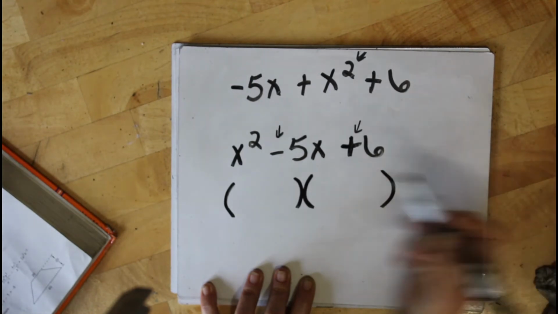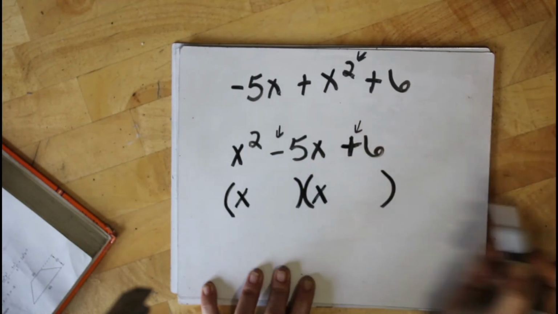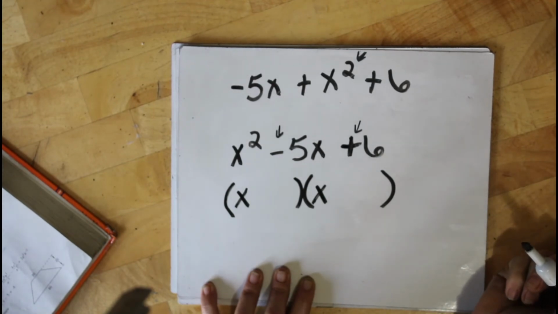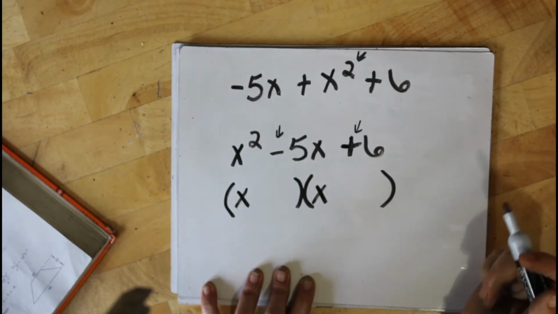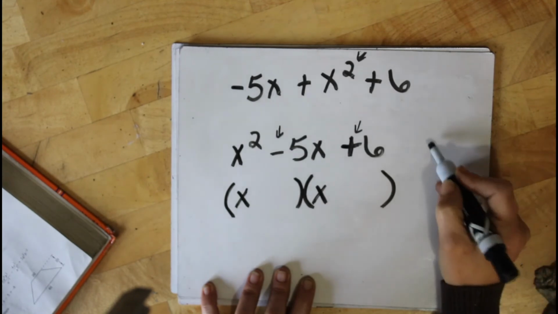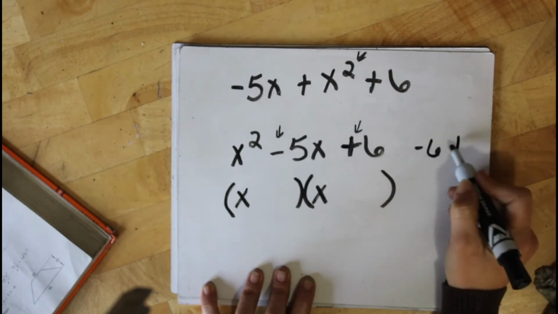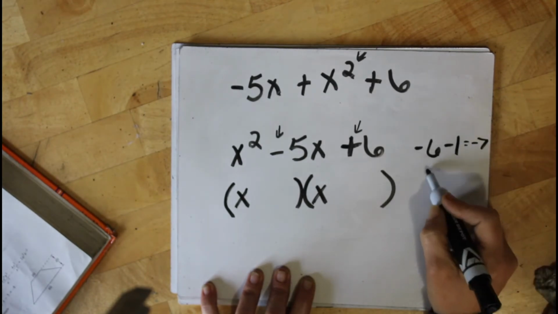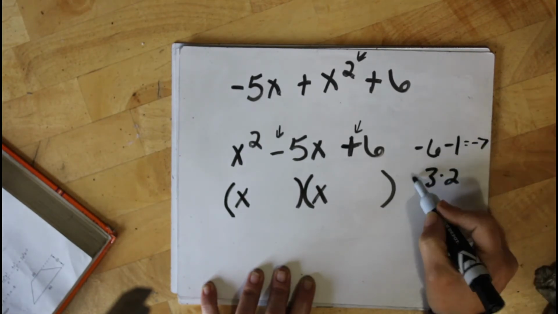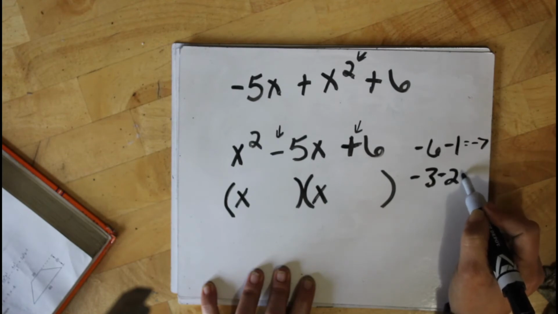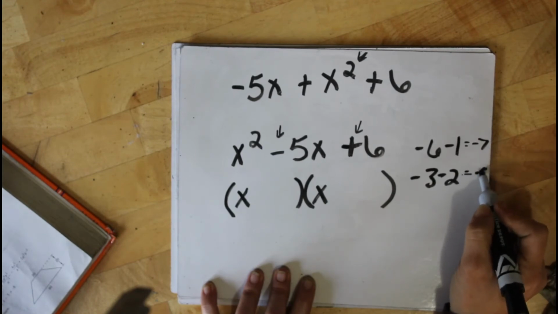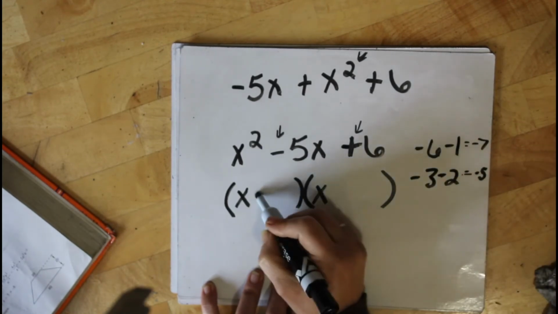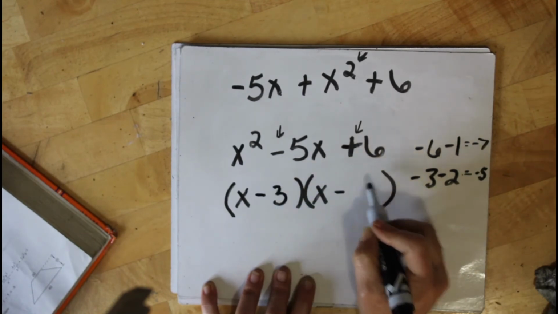All right, this one we're going to put in our x's. And this one looks like it's going to be 6 and 1, negative 6, negative 1 would make negative 7. 3 times 2, negative 3 times negative 2. If we added those together, we're going to get negative 5. That's what we're looking for. So it's minus 3 and minus 2.